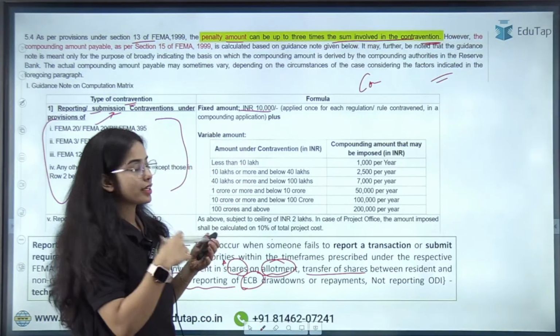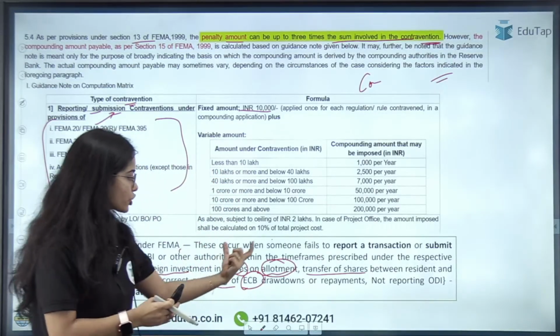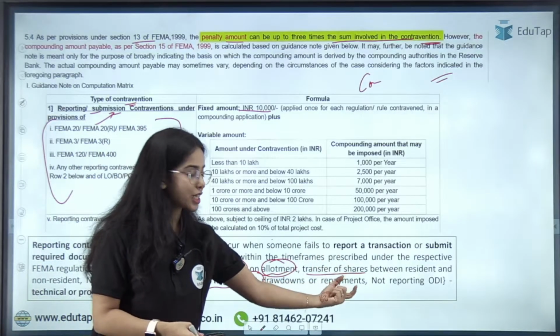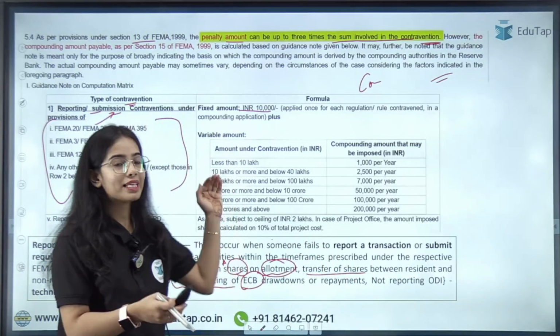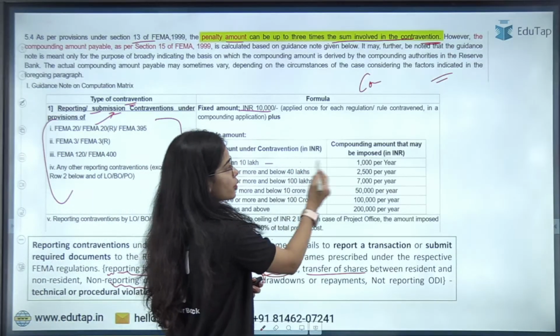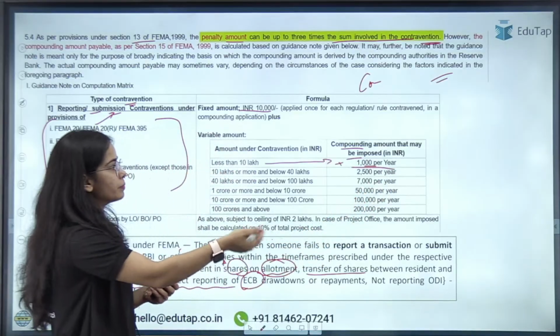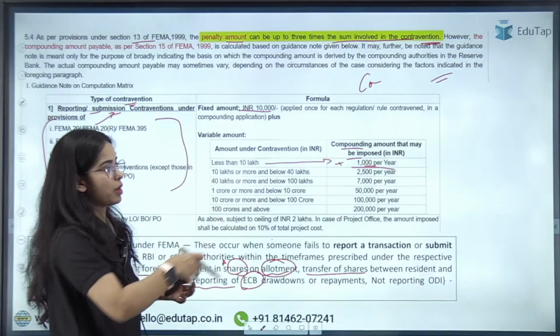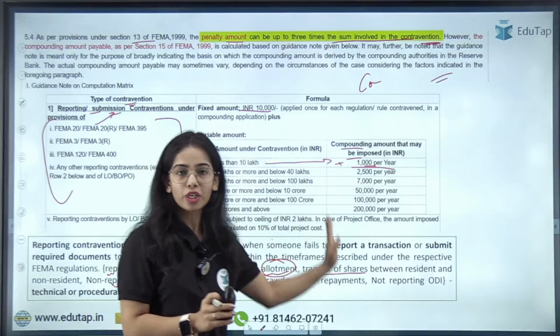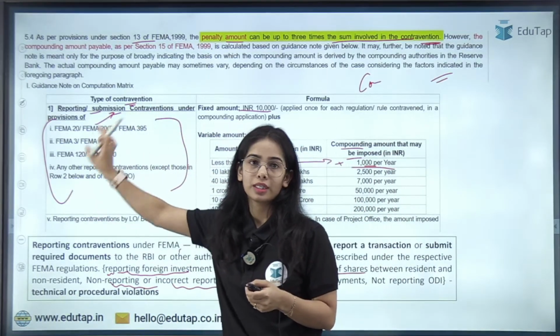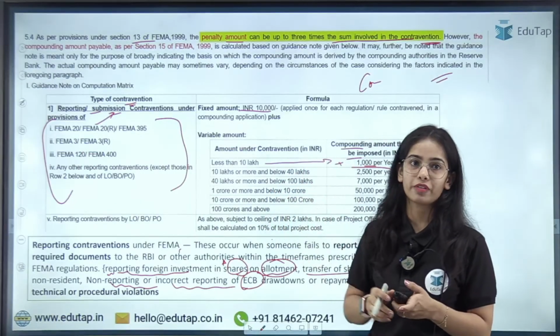If the contravention, the amount involved, that is the shares involved, or the external commercial borrowing involved, or the transfer that is happening is of less than 10 lakh, then the compounding amount that may be imposed in addition can be 1,000 per year. Okay. So this is the variable amount. So this is the idea. You do not have to remember the numbers. Just remember that this is the type of contravention that can happen, or the other types of contravention.